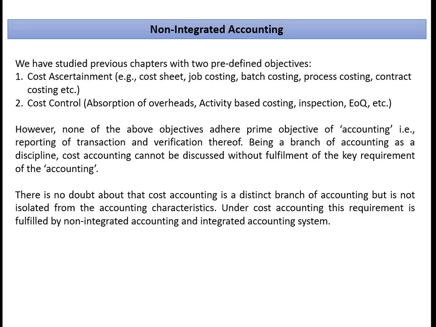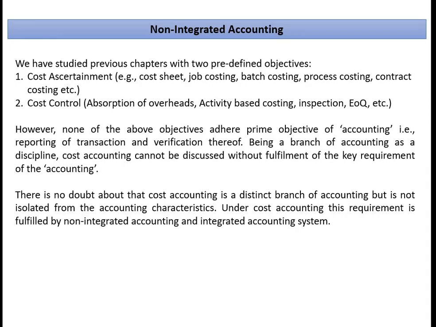Or if some material is shifted from one factory to another factory, then how will this entry be made. Similarly, entries for the different overheads, wages, direct wages, or the direct expenses, how will these entries be recorded under cost accounting. This will be discussed under this chapter.